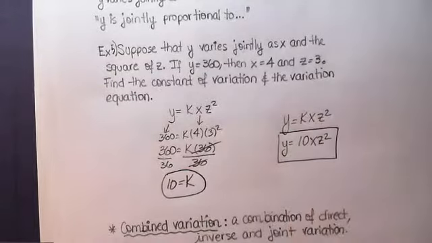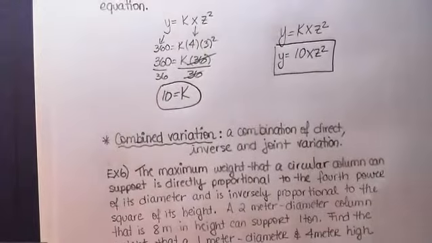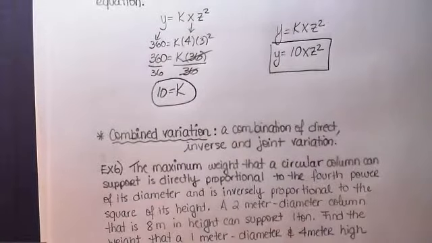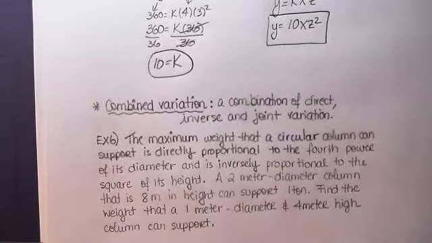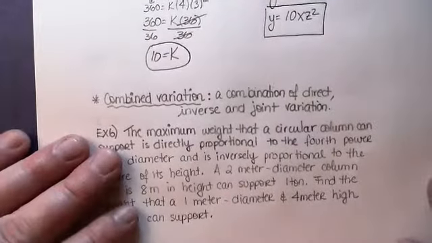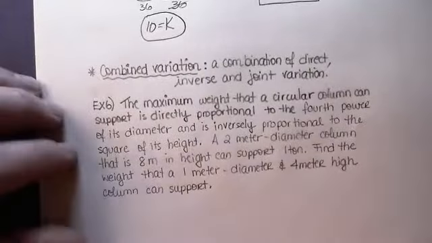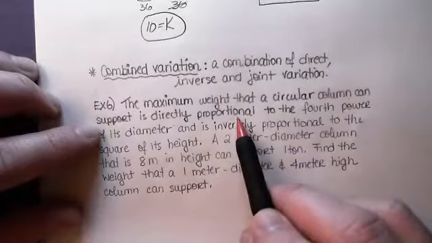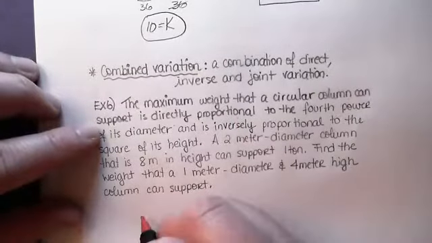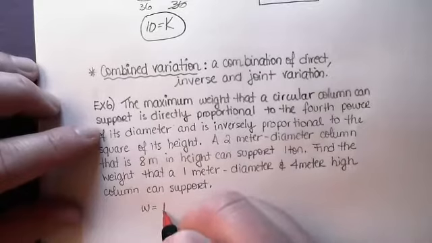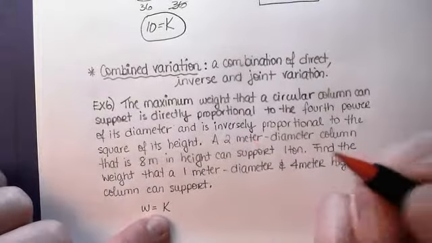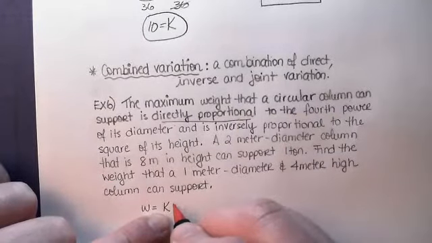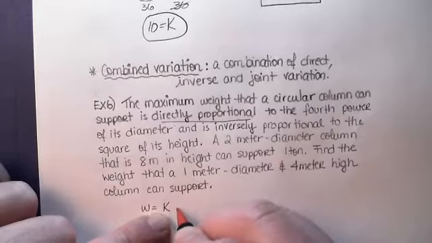Alright, and then the last variation will be the combined variation, which is basically a combination of direct, inverse, and joint variation. Basically, you need to watch out for those keywords. So for example here, the maximum weight that a circular column can support is directly proportional. So here we have the maximum weight, so we're going to start with W, is directly proportional. So we start with a k. Directly proportional means the quantity is going to be here on top.